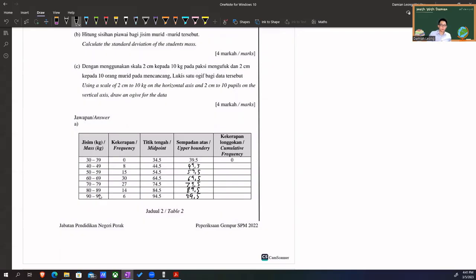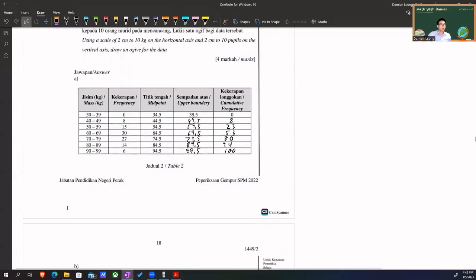Then cumulative frequency means I accumulate the frequency. So 0, 0 here, then plus 8, 8, 8 plus 15, 23, 23 plus 30, 53, 53 plus 27, 80, 80 plus 14, 94, 94 plus 6, 100. Yeah.